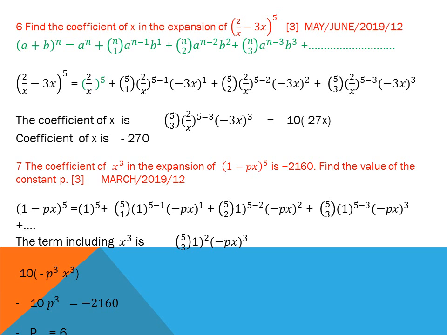(1 - 5x), (1 - px)^5 is equal to 1, 5C1 1^(5-1) (-px)^1, then 5C2, then 5C3. It means in term number 4 we will get the x cube term: 5C3 into 1 power 2 only, 5 minus 3 will become 2, (-px)^3. So 5C3 will become 10, minus 10p cube x cube. We take only the coefficient here, minus 10p cube is equal to minus 216, and we will find that p is equal to 6.